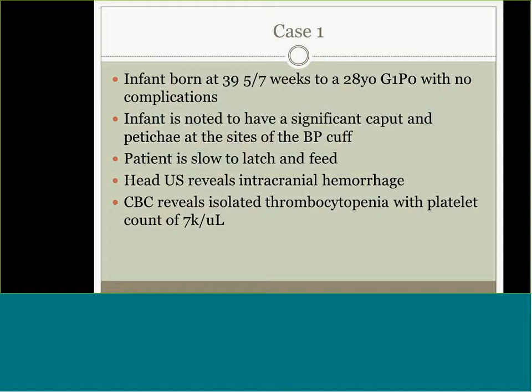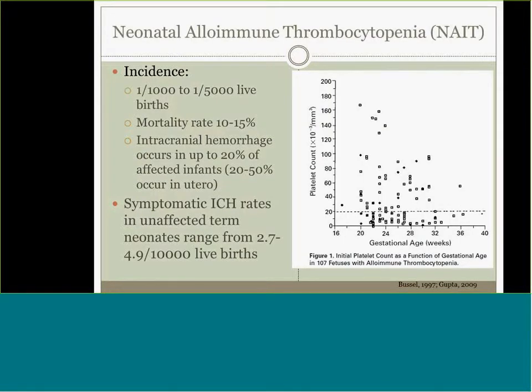For me, the intracranial hemorrhage very early in life, these signs of bleeding, this CBC that shows the isolated thrombocytopenia, this is neonatal alloimmune thrombocytopenia, or fetal neonatal alloimmune thrombocytopenia. It occurs in 1 in 1,000 to 1 in 5,000-ish live births. It has a fairly significant mortality rate, and much of that mortality is related to intracranial hemorrhage, which occurs in about 20% of these kids. And 20 to 50% of those occur in utero. And this is probably where those beautiful images that you were showing can pick up.